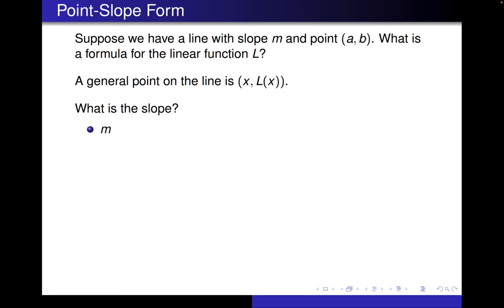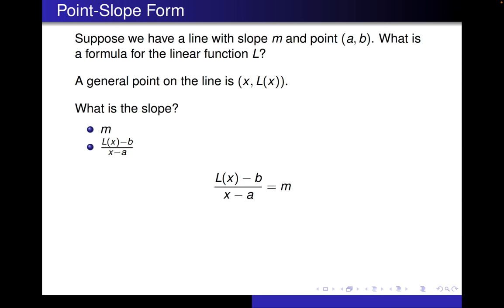On the other hand, we have 2 points, (x, L of x) and (a, b), and we can use the average rate of change formula to find the slope between those 2 points. So there we subtract our outputs, L of x and b, we subtract our inputs, x and a, and then we divide those two. Now, since both of those represent the exact same slope, that must mean they are equal to one another. So (L of x minus b) divided by (x minus a) is equal to m.